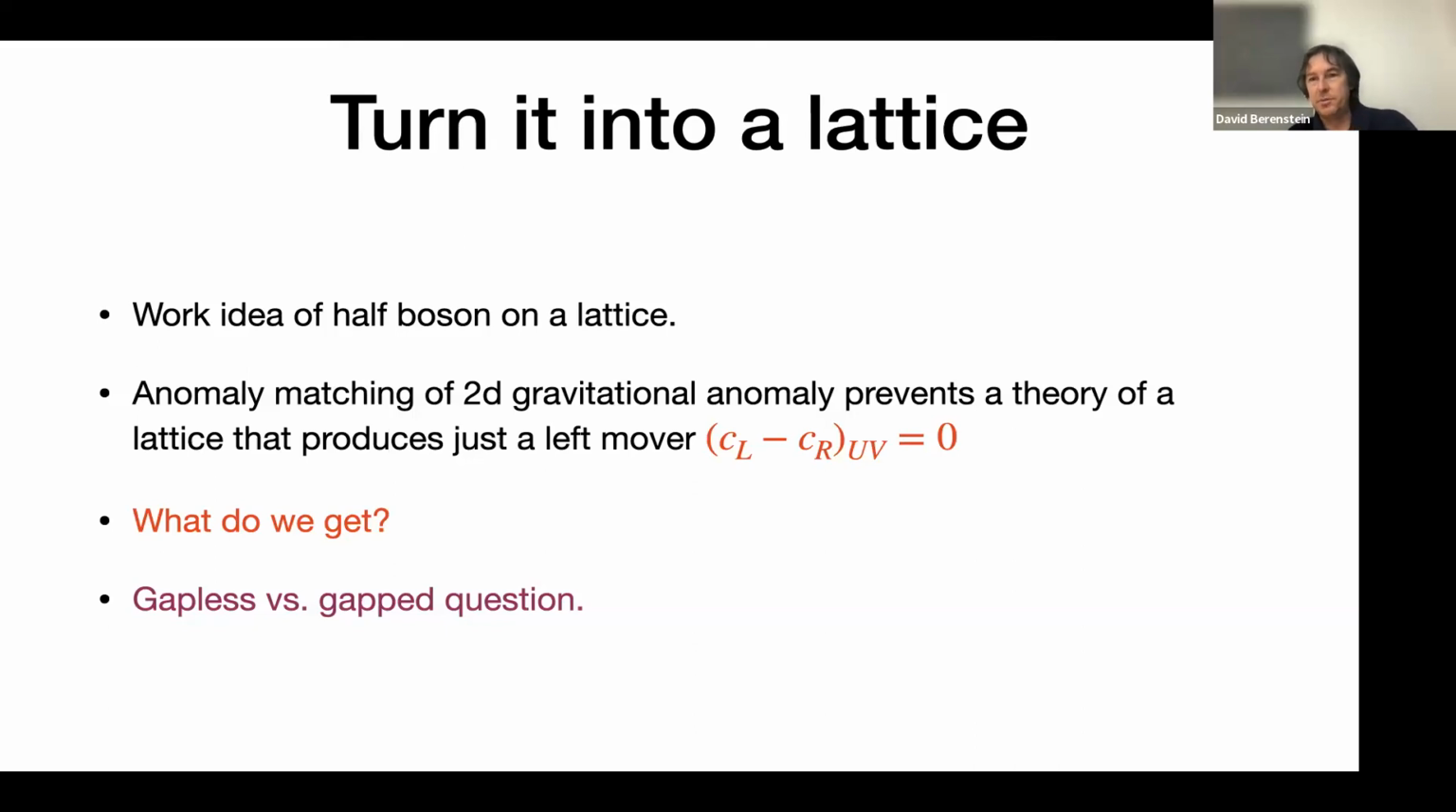So in the infrared, it needs to be anomaly free also from the point of view of the 2D gravitational anomaly, if it's relativistic or approximately relativistic. So anomaly matching will tell you that you cannot get a purely left boson. So you're going to have some right movers also.